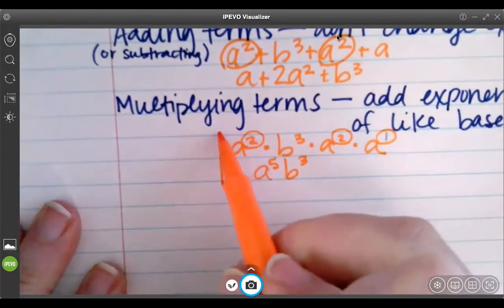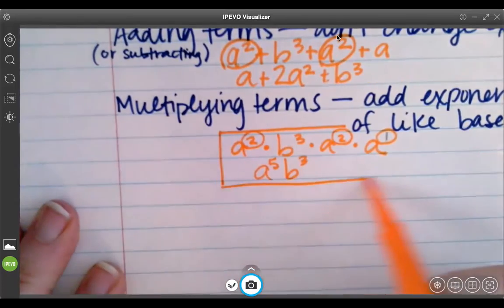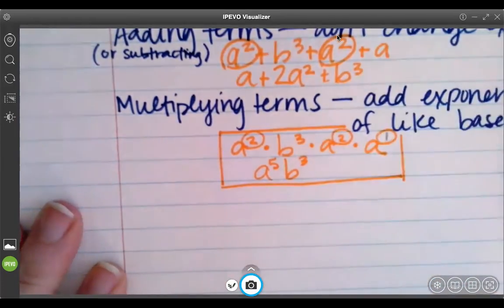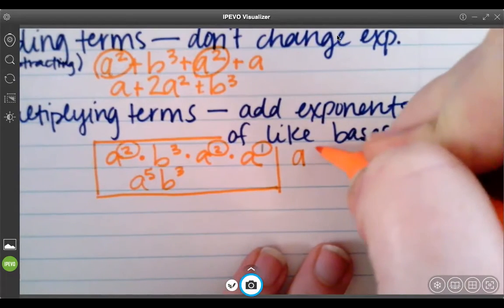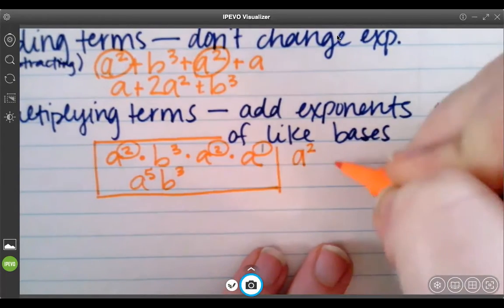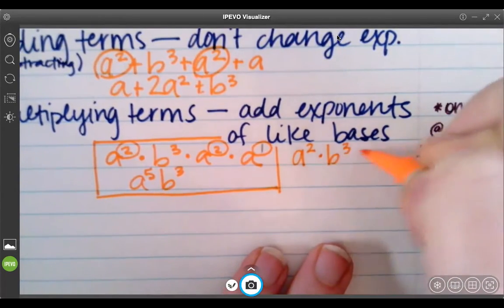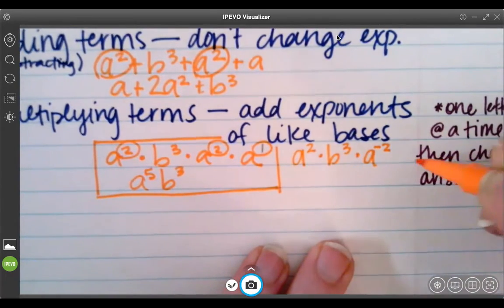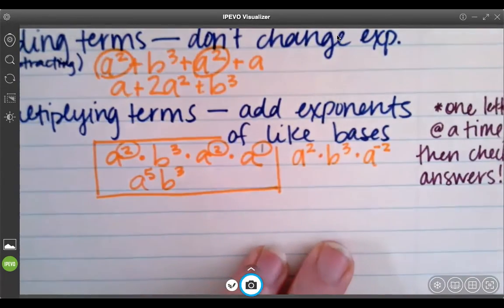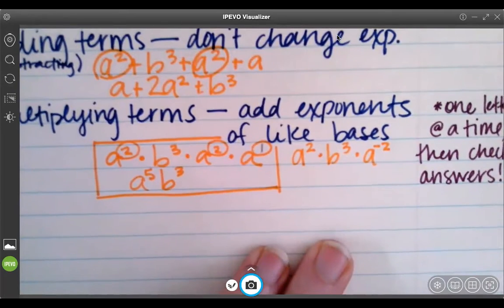Just kind of put a box around it. And then we'll do another example over here. Let's say that we have a squared times b to the third times a to the negative second power. And I ran out of space, so I'm not going to do the other one.